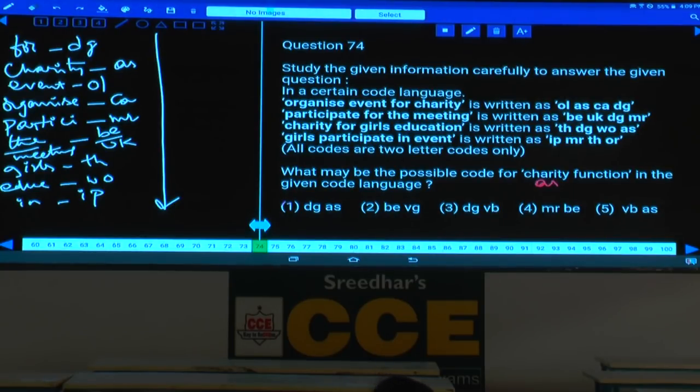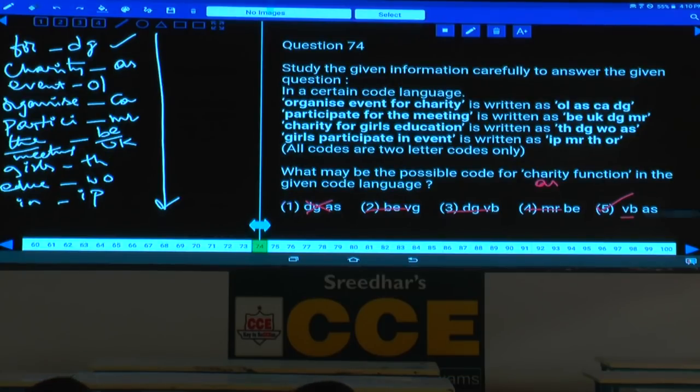AS is there, and these three choices are ruled out. Now we are left with either choice 1 or choice 5, out of which choice 1 DG is left. But with DG, what is the code for fur? DG is the code for fur, hence it cannot be the code to function. This is ruled out, hence choice 5.